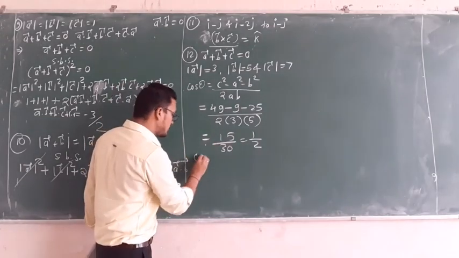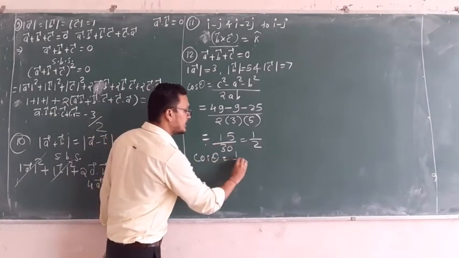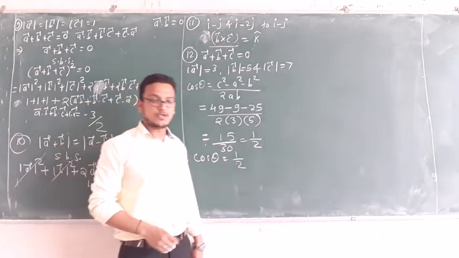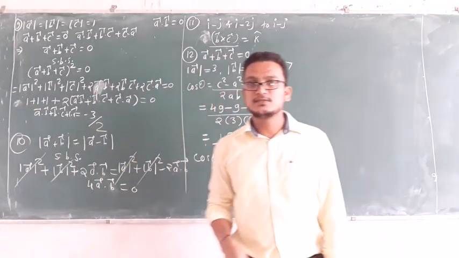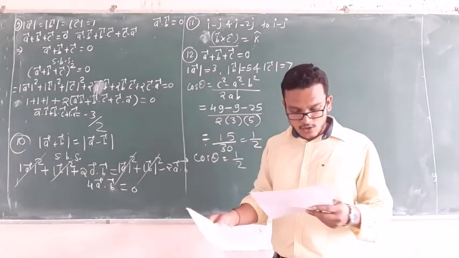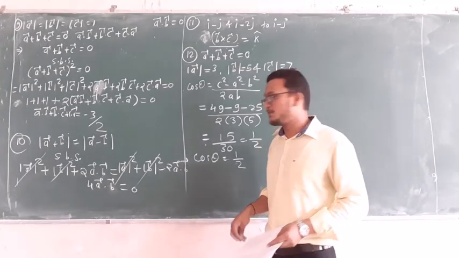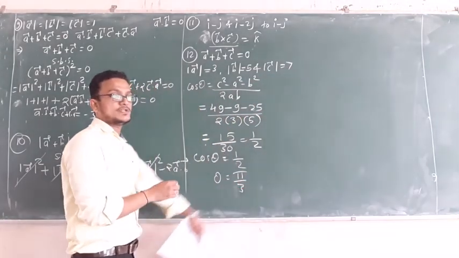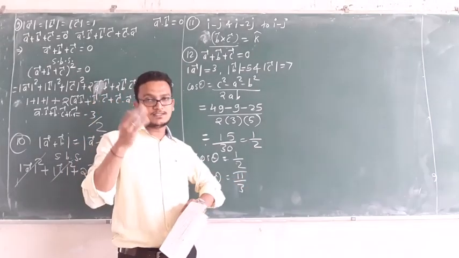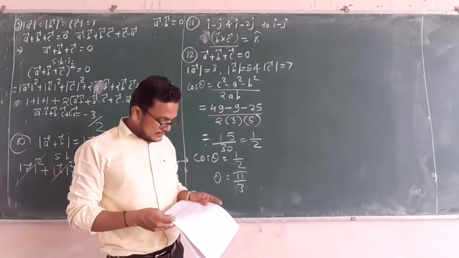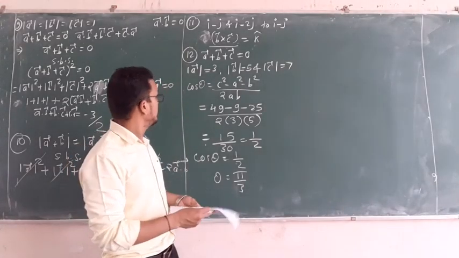So 1 by 2 is the value of what? Cos theta is 1 by 2. And when we get 1 by 2 in the cos table, that is how many degrees? I think 60 degrees, that is pi by 3. Okay, so here option A will be correct, that is pi by 3. So here the theta value is pi by 3, because 1 by 2 we get at 60 degrees, that is the pi by 3 option. Okay, the next question. Question number 13.